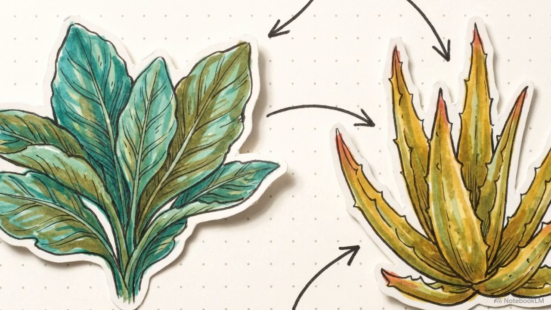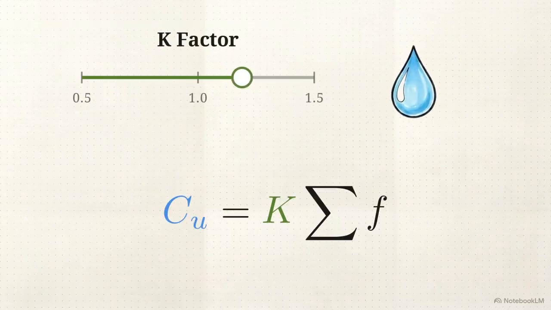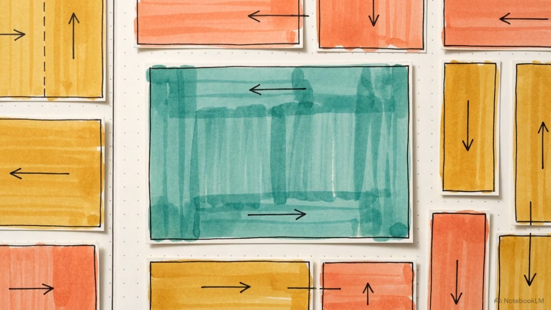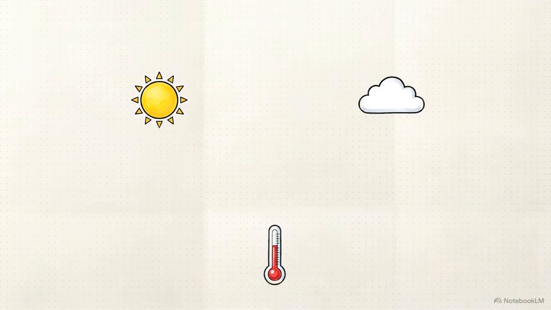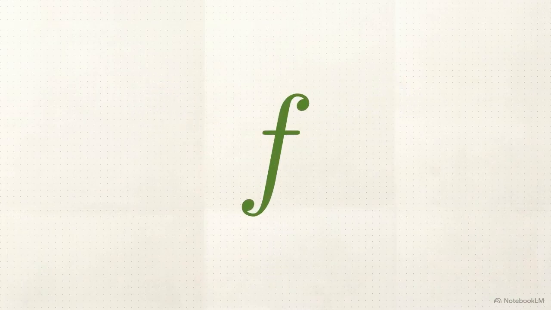The first variable, K, is the crop factor. This factor accounts for the biological differences between plants. Summer corn consumes water at a different rate than a field of winter wheat, and the K variable adjusts the math to reflect those specific requirements. While the crop factor K identifies what is being grown, calculating the final water requirement depends on the regional environmental data found in the variable F.